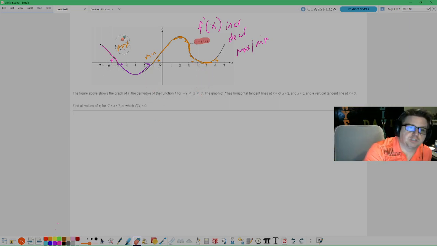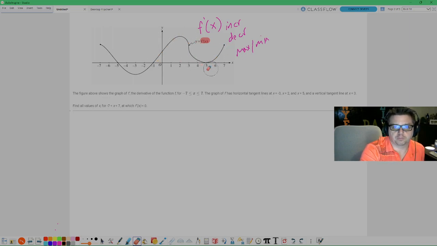So this is potentially telling us what the original graph is doing. Well, that's not our focus for this question. And we're like, well, then why'd you do it? Well, because the original graph is what's happening on the original graph. It says the graph f prime has horizontal lines at x equals -3. So the horizontal line there. x equals 2, there's a horizontal line there. And then 5, there's one there. And then there's a vertical line here at 3.